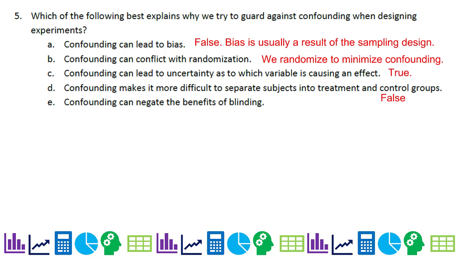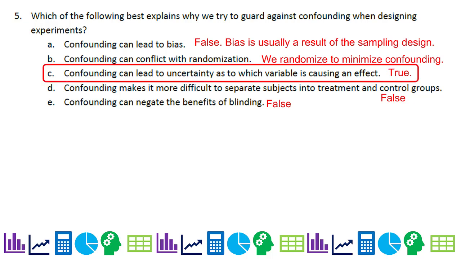And then the other two, no, it doesn't make it any more difficult to separate subjects into treatment and control groups. As long as we randomize, we should be fine. And confounding has nothing to do with blinding. So the correct answer is C.